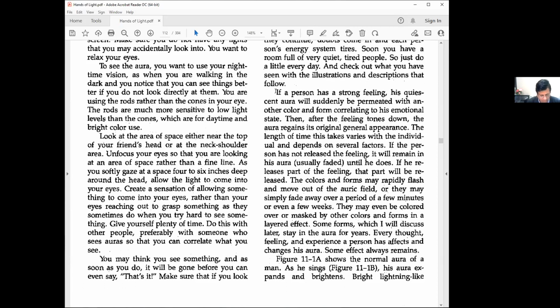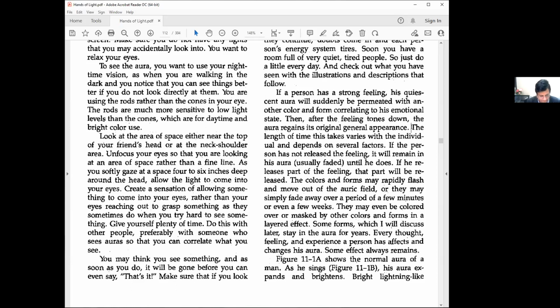If a person has a strong feeling, his quiescent aura will suddenly be permeated with another color and form correlating to his emotional state. Then, after the feeling tones down, the aura regains its original general appearance. So all of us have a base state, right? And then when we are feeling emotions, or some influences are on us, the colors will change. So what is our base? The base will remain the same most of the time, unless there is a massive shift in your level of consciousness.